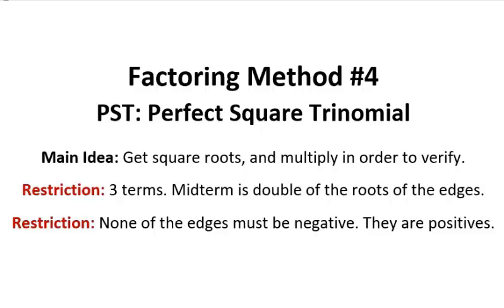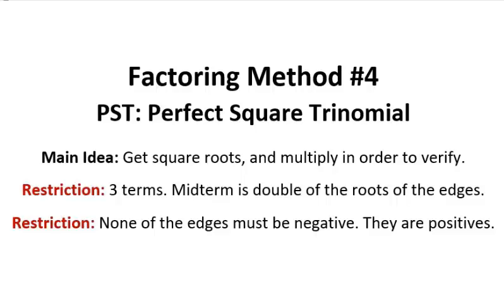So in order to use this method, you need to get square roots of the terms on the edges, and then you're going to multiply them in order to verify if the restrictions are fulfilled. Which are the restrictions? Well, first, there has to be 3 terms only in the exercise. If your exercise has more than 3 terms, then you cannot use this method. Second restriction is that the midterm has to be the double of the roots of the edges. That means when you multiply the roots, the double of that multiplication has to be the midterm of your exercise.